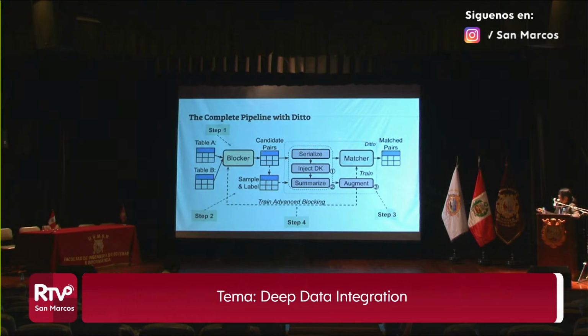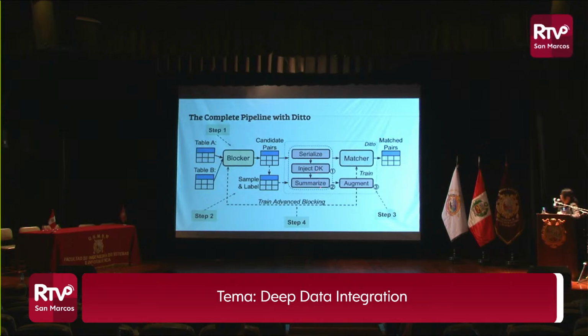In this talk, I was mainly focused on this dotted part of the diagram here, the detour part, where I serialize the data, add domain knowledge, summarize, and augment to train the matcher, right? And when the matcher is ready, the candidate pairs that come in go straight to the matcher, and you make a match, no match decision in this case. This table here just shows all the match pairs. Does that answer your question?